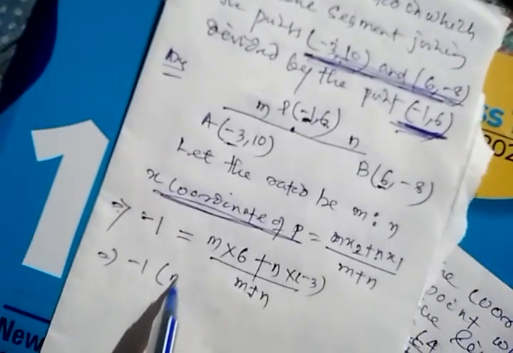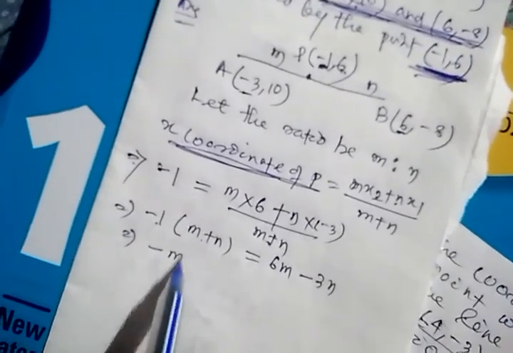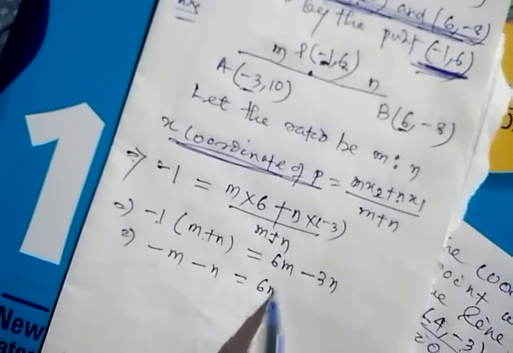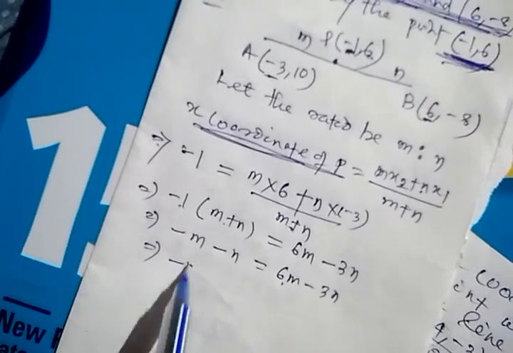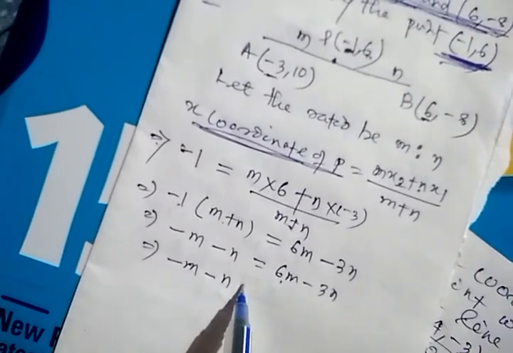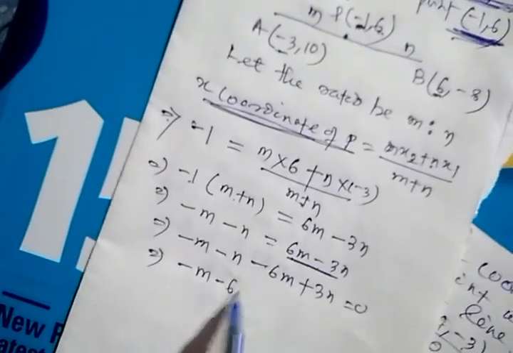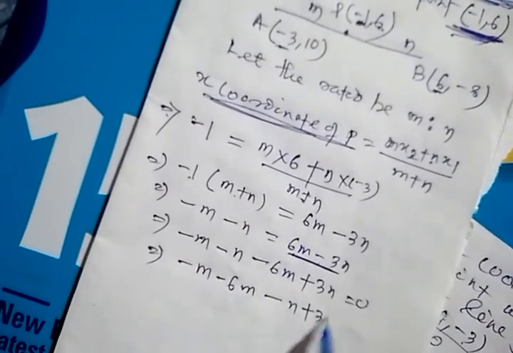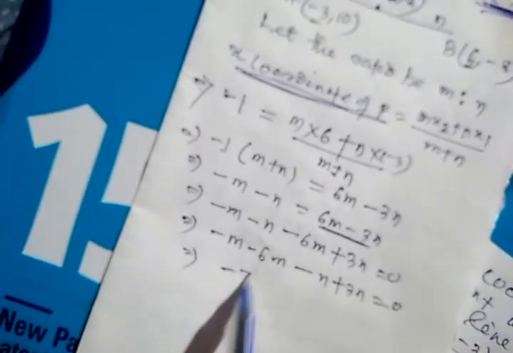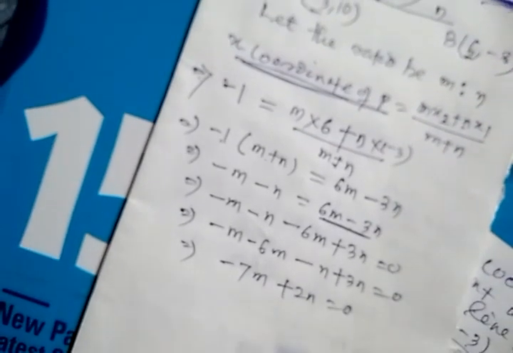So this implies, now you go for cross, -1 into m plus n is equal to 6m minus 3n. So now multiply -m minus n, 6m minus 3n. You bring 6m that side, minus m minus n, minus 6m plus 3n equals to 0. All terms you bring that side. Now arrange, -m minus 6m minus n plus 3n equals to 0. So -7m plus 2n equals to 0.